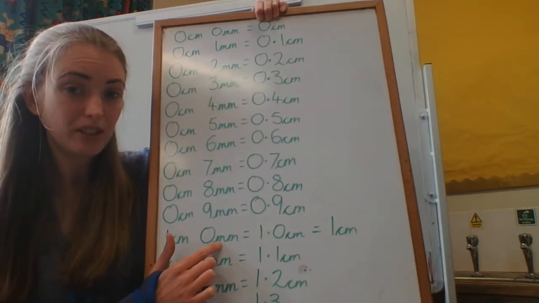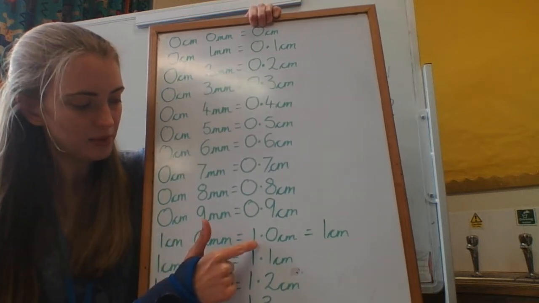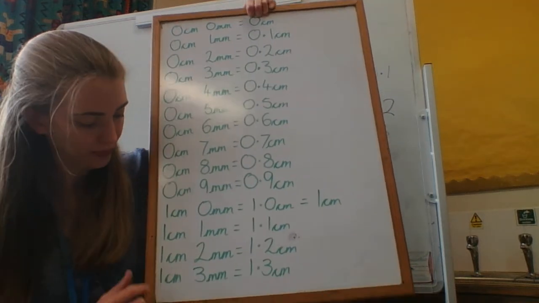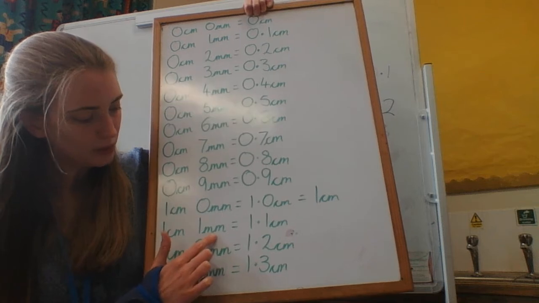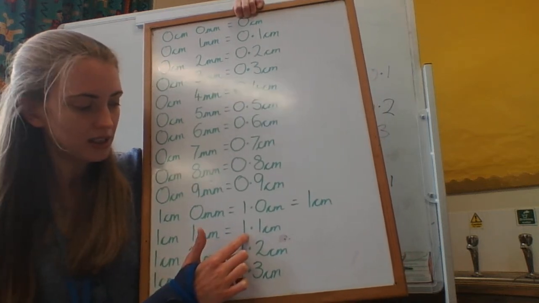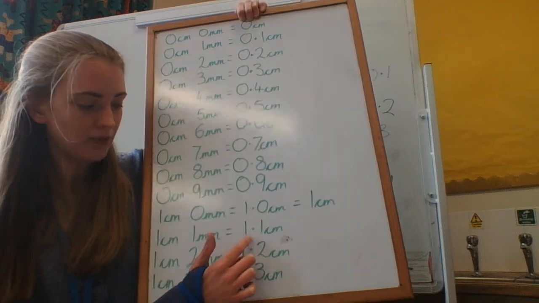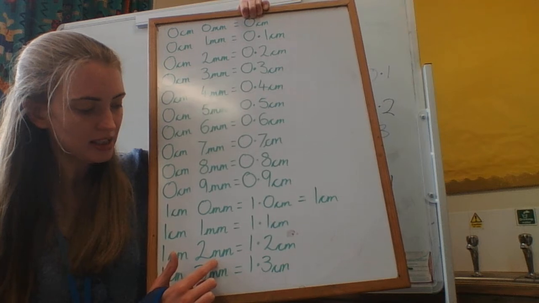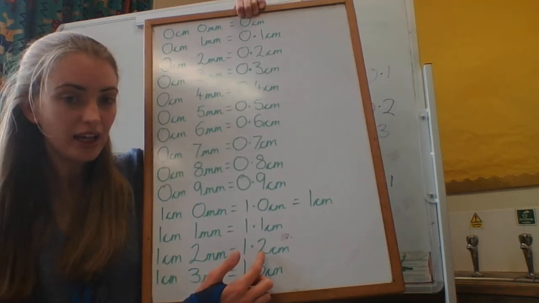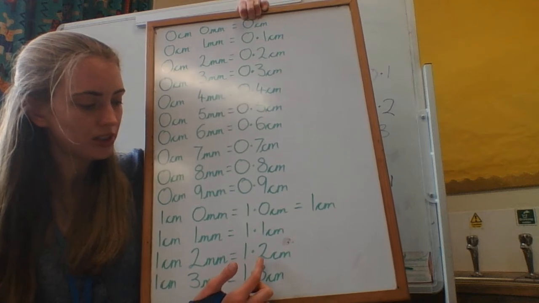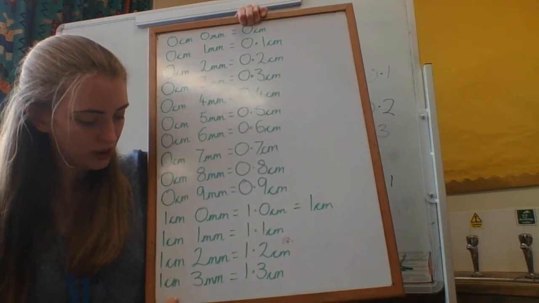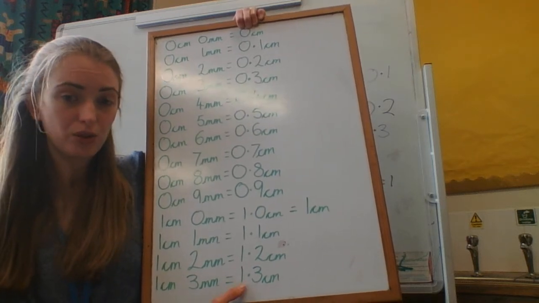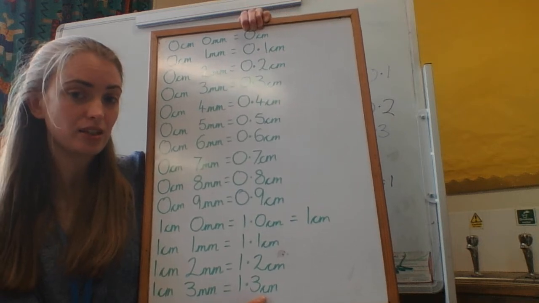1 centimetre and no millimetres, so 1 centimetre exactly, is the same as 1 whole centimetre and 0 tenths. And there aren't any tenths, so I can just write that as 1 centimetre. 1 centimetre and 1 millimetre is the same as 1 whole centimetre and 1/10 of a centimetre, 1.1 centimetres. 1 centimetre, 2 millimetres is the same as 1 whole centimetre and 2/10 of a centimetre, 1.2 centimetres. 1 centimetre, 3 millimetres is the same as 1.3 centimetres. 1 whole centimetre, 3/10 of a centimetre.